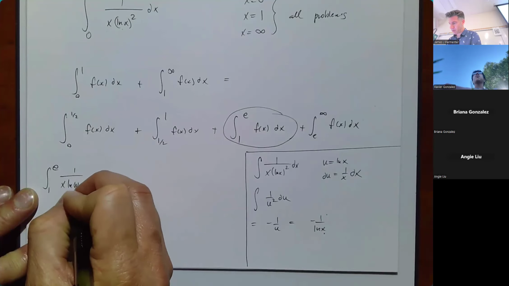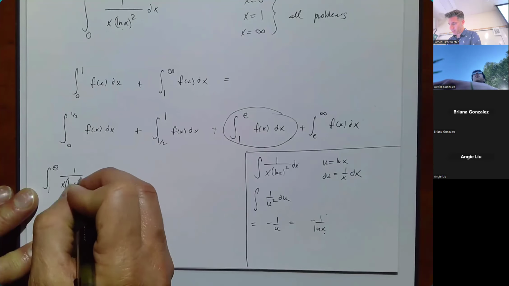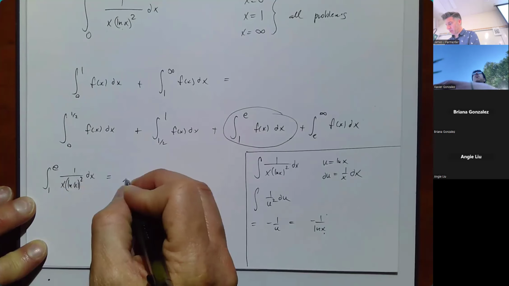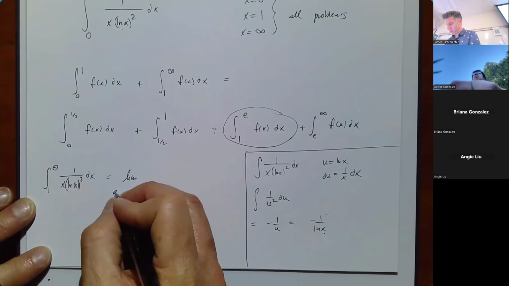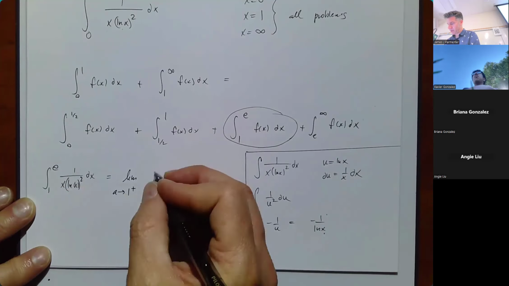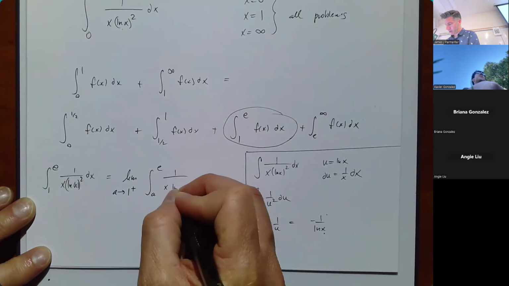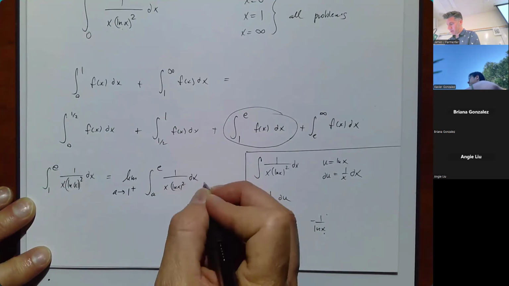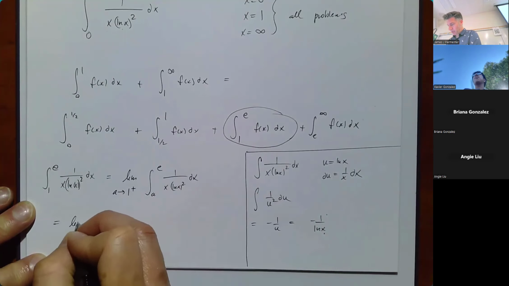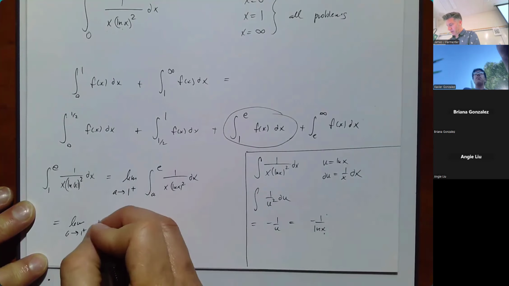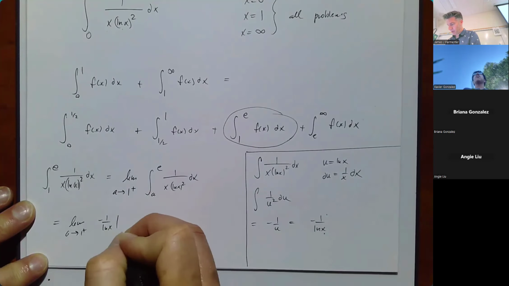So if we do that one, the integral from 1 to e of 1 over x natural log of x squared dx is going to be the limit as a approaches 1 from the right of the integral from a to e of 1 over x natural log of x squared dx. If we integrate this, we get negative 1 over natural log of x, evaluated from a to e.